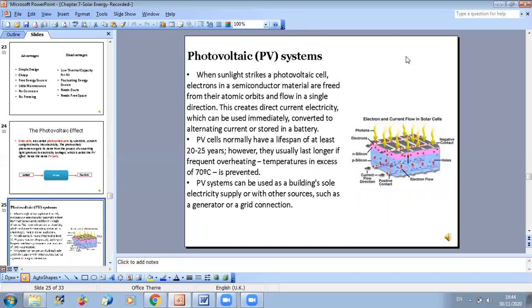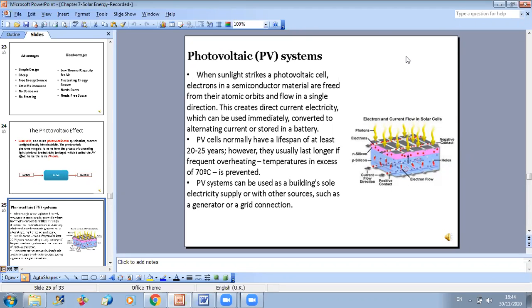So in summary, how this operates, and also your friends explained a little bit of this. When sunlight strikes a photovoltaic cell, electrons in a semiconductor material are freed from their atomic orbits and flow in a single direction. This creates direct current electricity, which can be used immediately, converted then to alternating current, or stored in a battery. PV cells normally have a lifespan of at least 20 to 25 years. However, they usually last longer if frequent overheating is avoided.